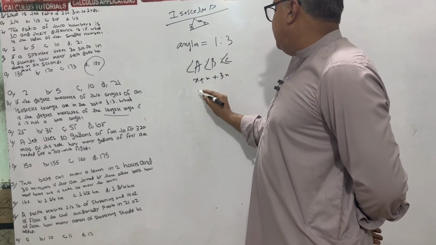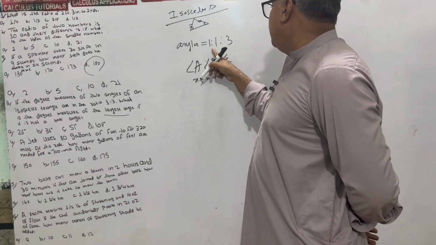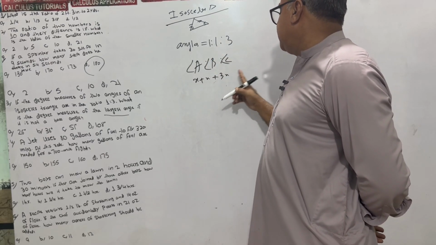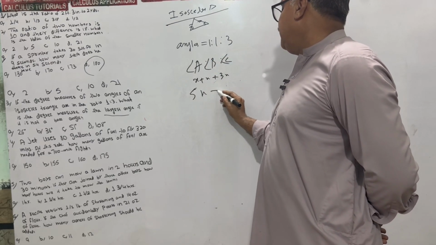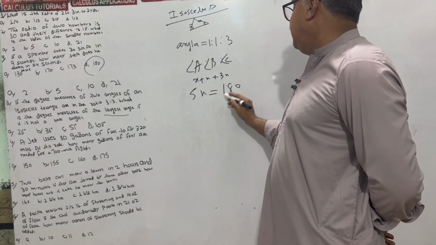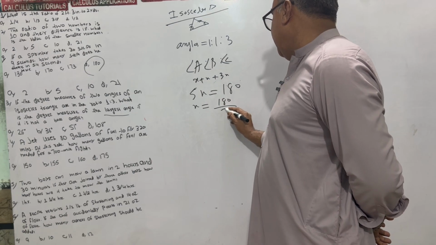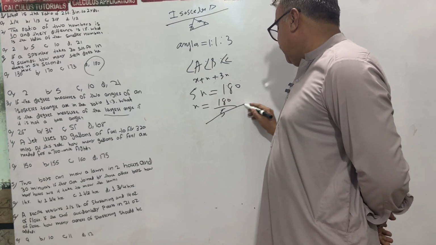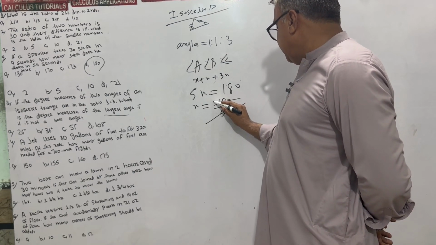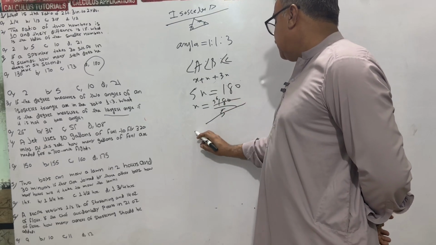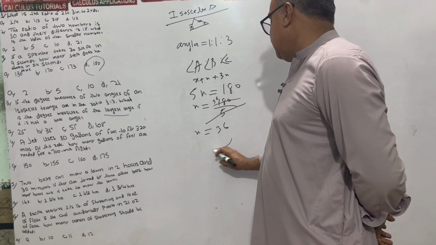According to this, we have the ratio 1:3. x plus 3x will become 5x. The sum of all angles of a triangle is 180. Solve for x. x is equal to 180 divided by 5. Applying the table of 3, 5 times 3 is 15, 5 times 6 is 30, so x is equal to 36.